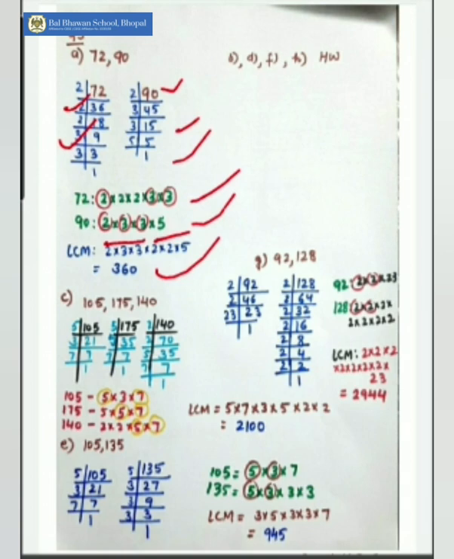Let's see the next question. 105, 175 and 140, I need to find out the LCM of these three numbers. First, I am going to do the prime factorization of 105, by which I get 5 into 3 into 7. Then of 175, I'll get 5 into 5 into 7. For 140, I'll get 2 into 2 into 5 into 7.